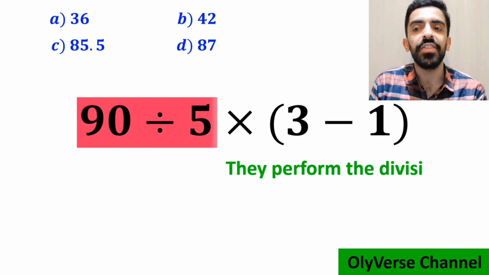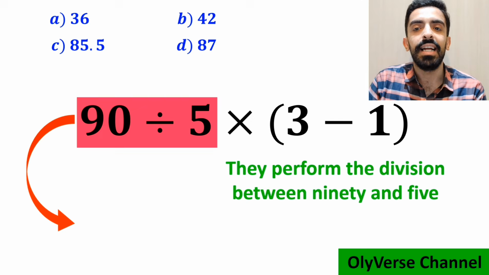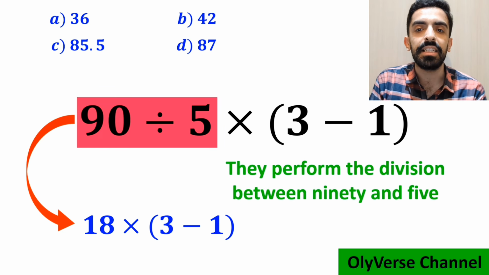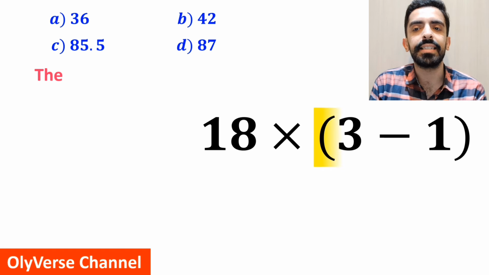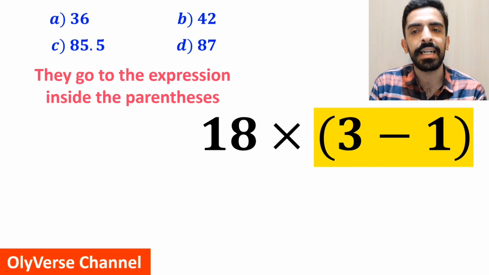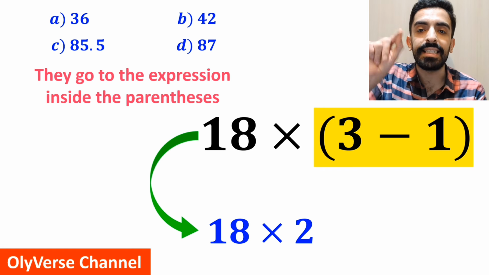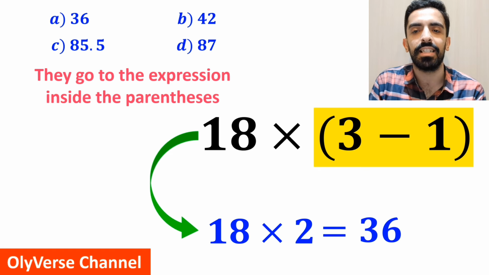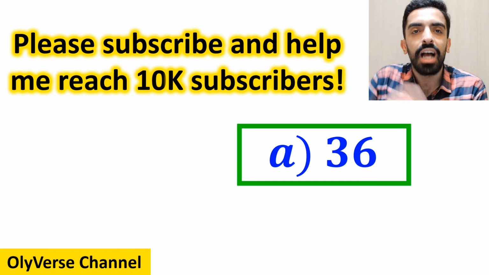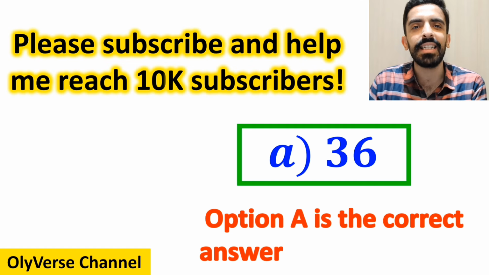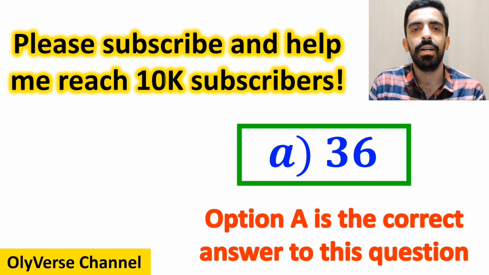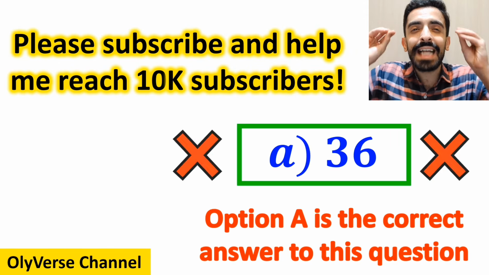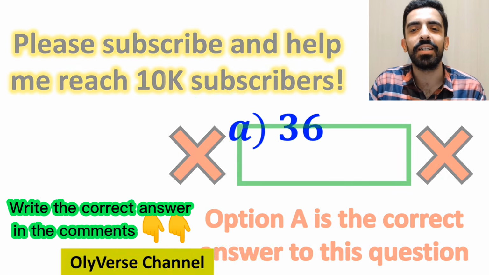Then, they perform the division between 90 and 5 and write this expression as 18 × (3 - 1). And the final step, they go to the expression inside the parenthesis and simplify it to 18 × 2, which ultimately gives them the answer 36. Then, without any hesitation, they quickly say that option A is the correct answer to this question. However, this answer is absolutely wrong.